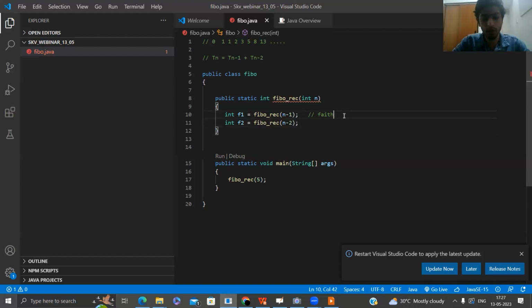So this was the faith number 1 from recursion, that recursion will return the n-1th Fibonacci, and this is my second faith from recursion, that recursion will return the n-2th Fibonacci. Okay, so this is my faith 2.